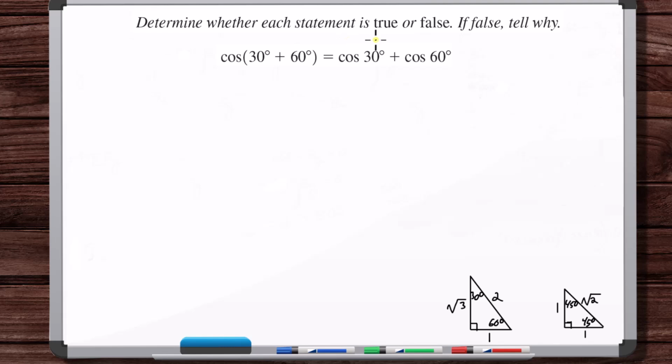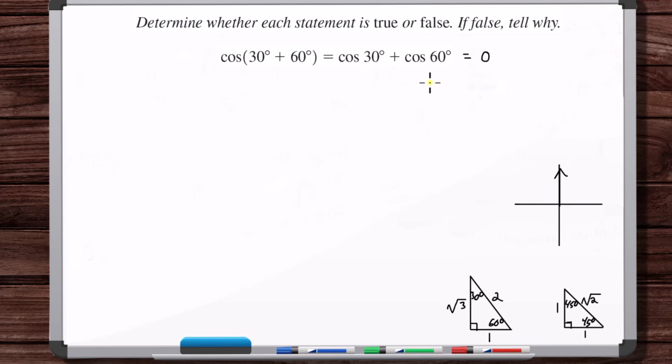All right, determine whether each statement is true or false. If false, tell why. So what they're asking is, is cosine of 90 equal to cosine of 30 plus cosine of 60? Well, all right. What is cosine of 90? That's a quadrantal angle. What happens to the triangle as you get to 90? Well, the horizontal goes to 0. So cosine of 90 is equal to 0. So is this equal to 0? Is this true or false?